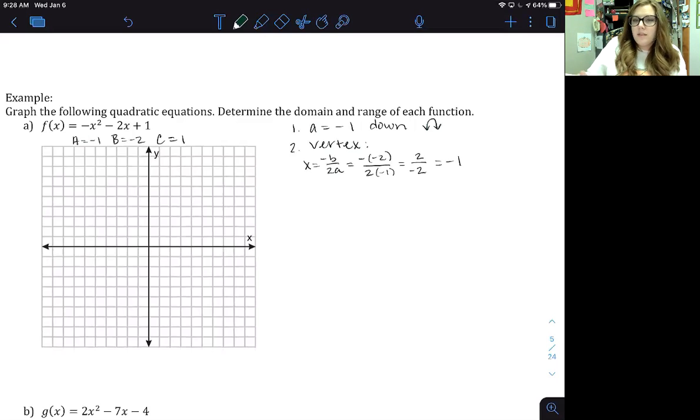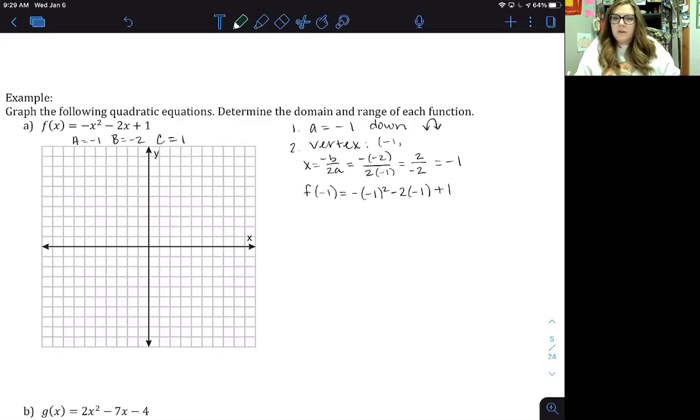And now we're going to plug that back in to find the x value of our vertex. So we're going to find f of negative 1. So negative 1 squared minus 2 times negative 1 plus 1. And if you want, plug this all in your calculator at once, and that way you don't have to worry about the negatives or making any mistakes. So we have negative 1 plus 2 plus 1, which equals 2.